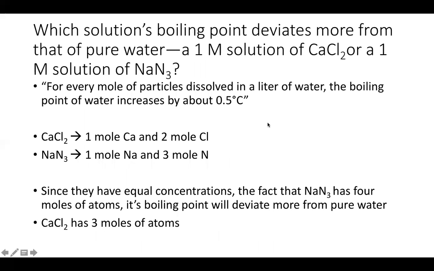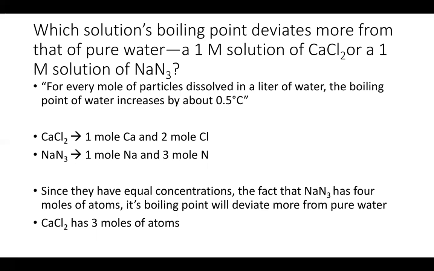This is kind of a funny question: which solution's boiling point deviates more from that of pure water? A 1 molar solution of calcium chloride or a 1 molar solution of sodium nitride. In that lesson, there was a sentence that said, for every mole of particles dissolved in a liter of water, the boiling point of water increases by about 0.5 degrees Celsius. So for every mole, we increase the boiling point, and that's in 1 liter.